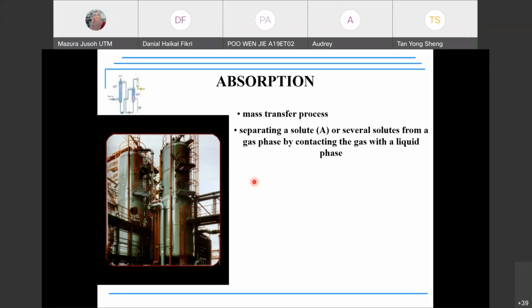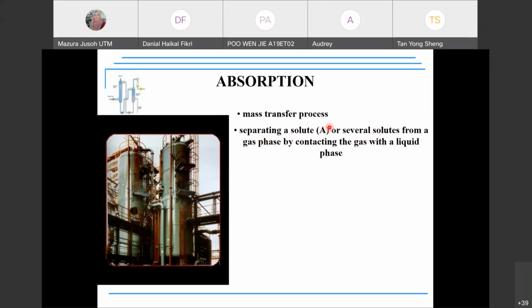An absorption column or absorption unit operation is when you have a mixture of gases, but you can purify one component and take it out. You can separate one component by using a solvent. So that is absorption. If you see the definition here, it's a process of separating a solute A, which can be gas A, or several solutes, from a gas phase by contacting the gas with a liquid phase.